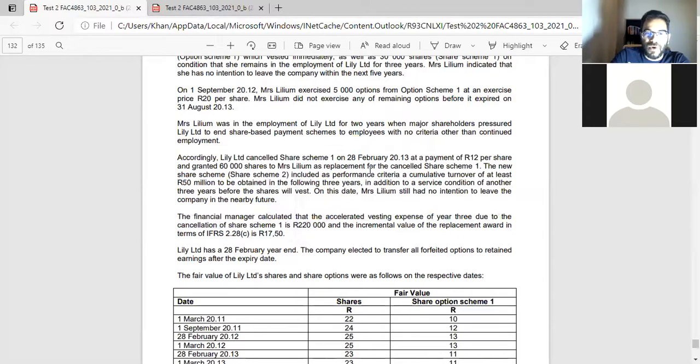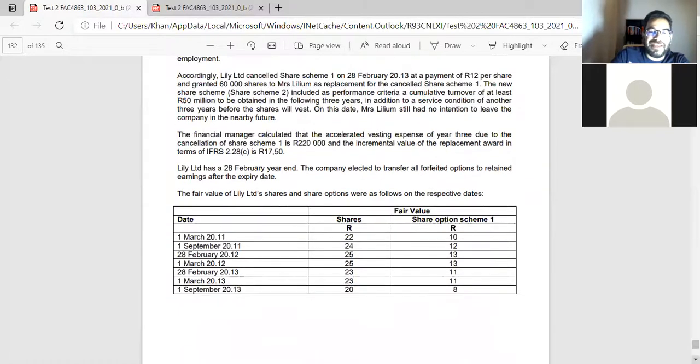So remember the grant date was 28 February 2013. So it would have been, if you look at the table below, it would have been 23 Rand. But it's not 23 Rand because it is a replacement. So just take note of that. Okay, yearly LTD, okay, cool. The only fair value we are interested in is 22 Rand for the shares, grant date, 10 Rand for the options, grant date. Just take note of that, okay? We don't use any other fair value. We may use another fair value if there's a modification in order to calculate the 17 Rand 50, but they gave us a 17 Rand 50.